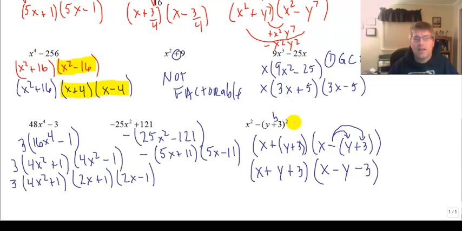So something a little more challenging on the end. We'll see some more of those in class. So that is your difference of two squares patterns, and we will see you in class.